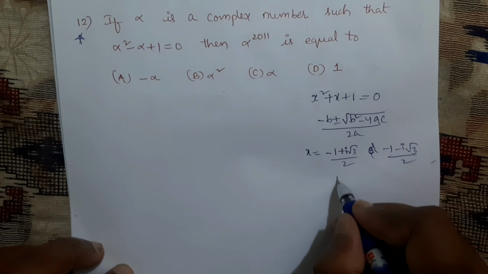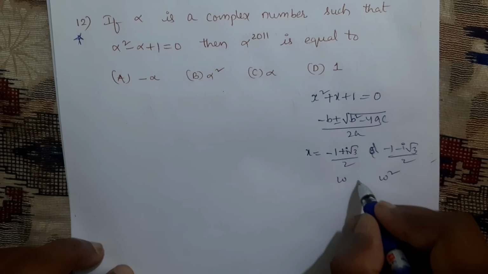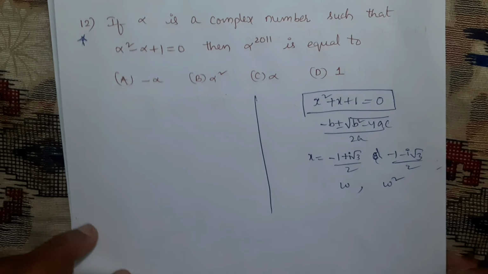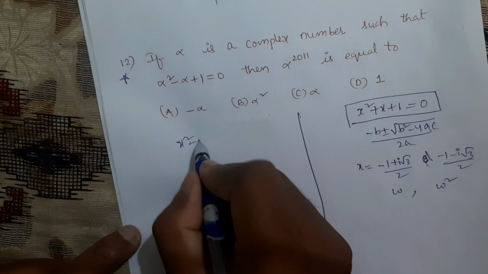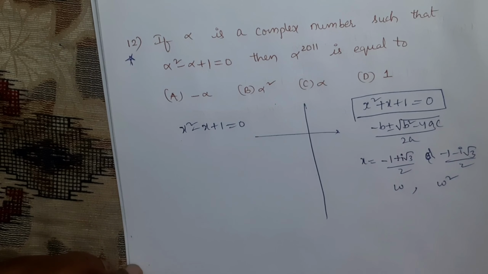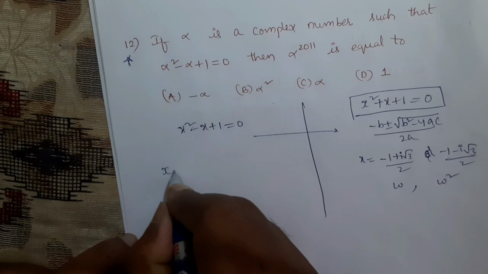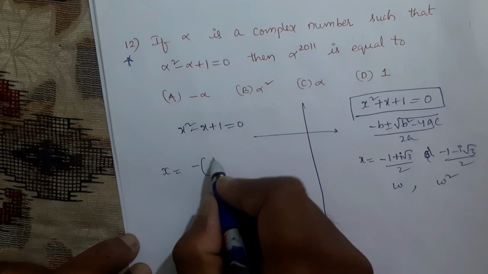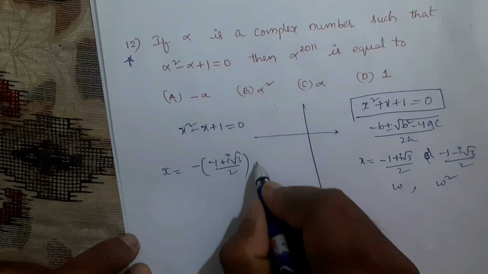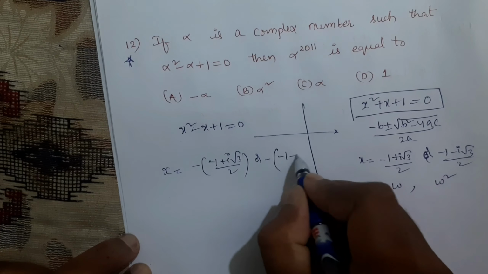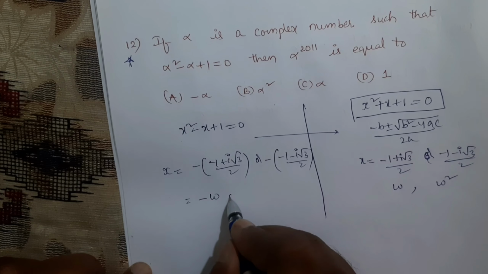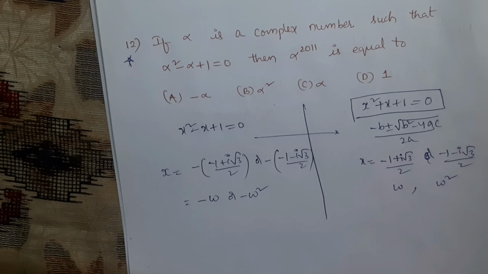Now we know that this is equal to omega, this is equal to omega square. These are the two roots we will get if we simplify this. Similarly, if you simplify x square minus x plus 1 equal to 0 by using the quadratic roots formula, you will get x values as minus of (minus 1 plus i root 3) by 2 or minus of (minus 1 minus i root 3) by 2, nothing but you will get minus omega or minus omega square.